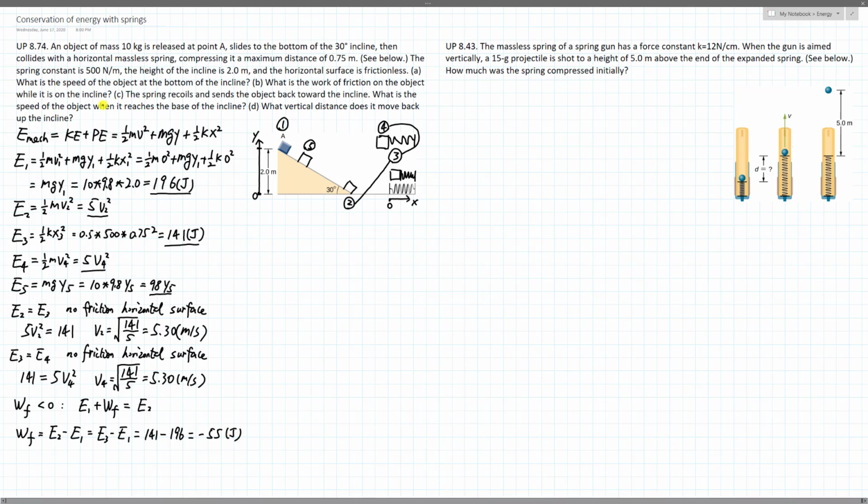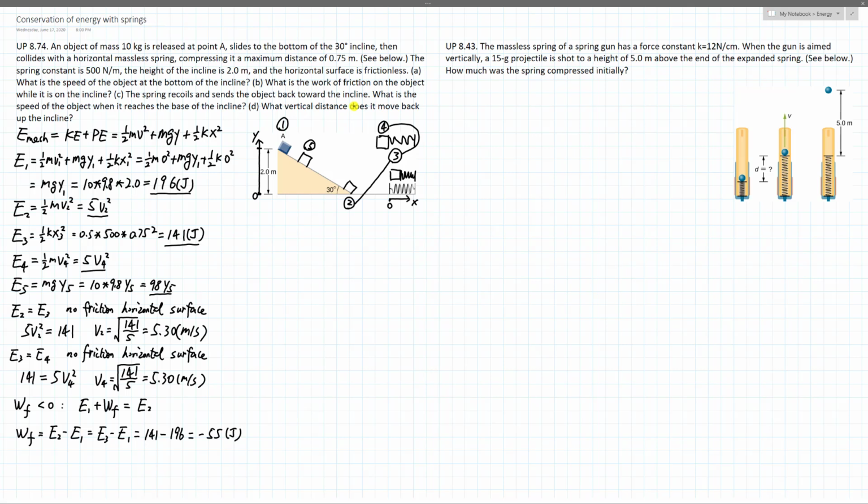Okay, so that was that. And the spring recoils, and what is the speed of the object when it reaches the base of the incline? So that we answered in here, the speed 4, so that just bounces out, and then there's no speed change across this frictionless surface. So we only have one last question, what vertical distance does it move back up the incline?